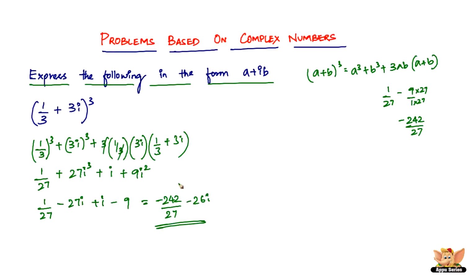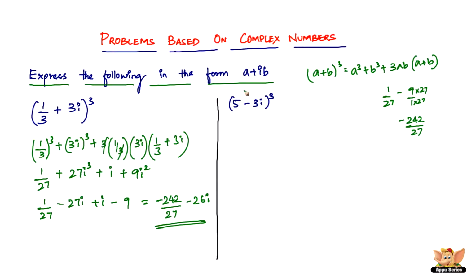So this is of the form a plus ib. Well, you don't have to write i before the number, but as I pointed out a number of times in the previous video, it's just written like this. So it's minus 242 divided by 27 minus 26i, which is what is required after solving this to show it in the form of a plus ib. Alright, so that ends this problem. Let's quickly solve another problem.